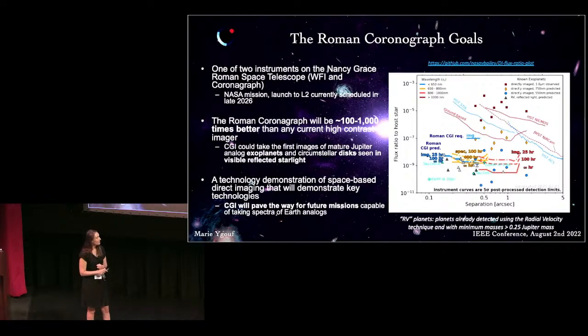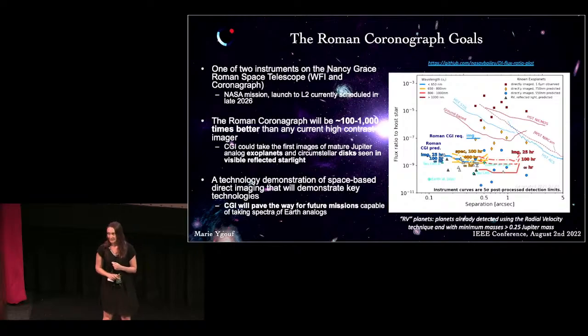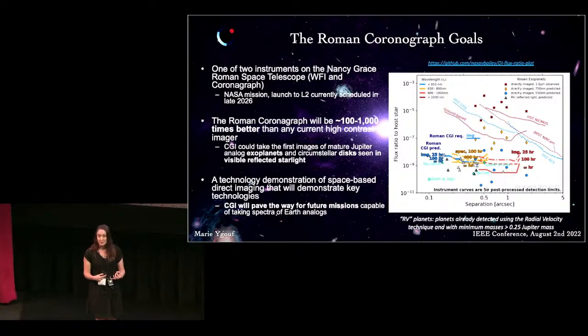This is the Roman coronagraph requirements here, but the coronagraph design prediction is going to reach very close to 10 to the minus 9. And what's very exciting about this is that for the first time, we're going to be able to characterize directly some of the radial velocity planets that have been detected indirectly, and we will be able to combine the information that we have from both techniques to learn even more about those planets.